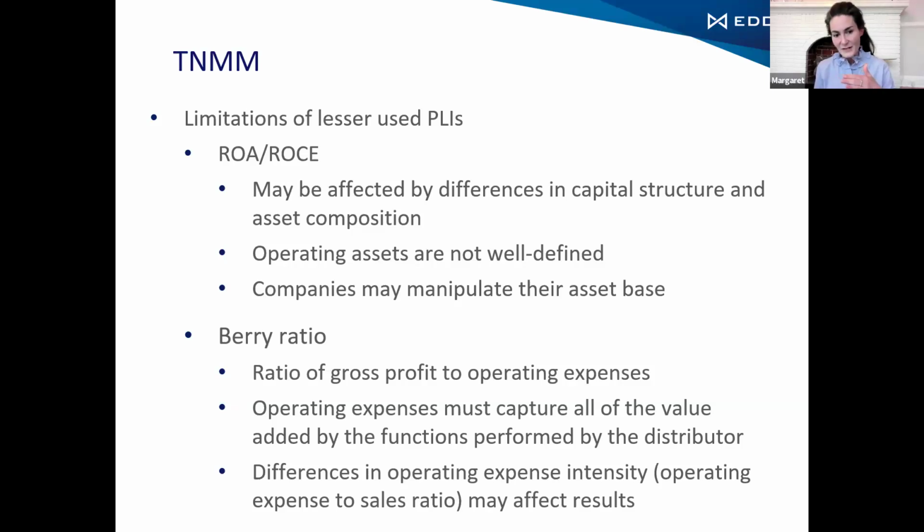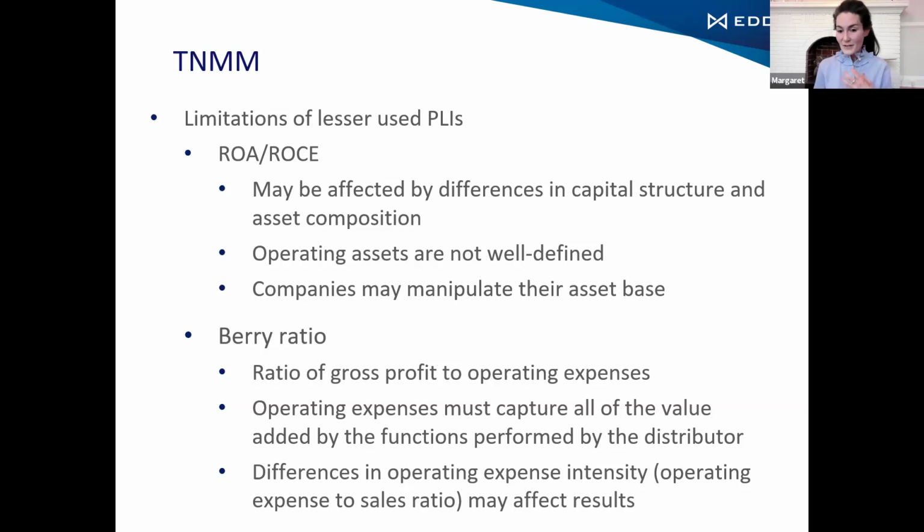When I was working on this presentation, I think I found 5 or 6 different formulas or different ways to define operating assets. It could be the return on capital employed. It could be return on assets. It could include current assets. Some formulas did not. Some included intangibles. Some did not. So it's very arbitrary.